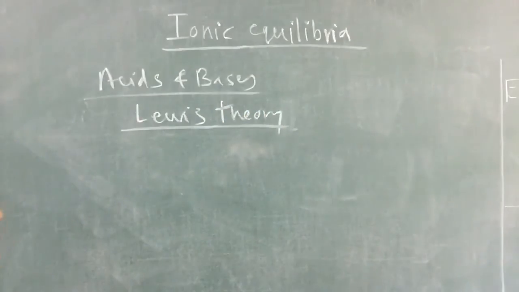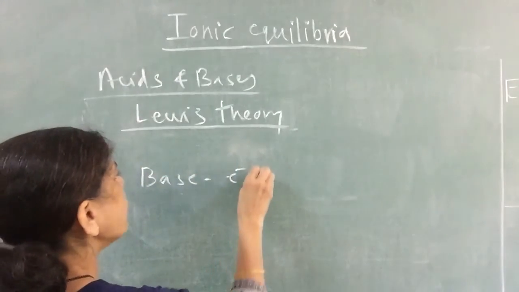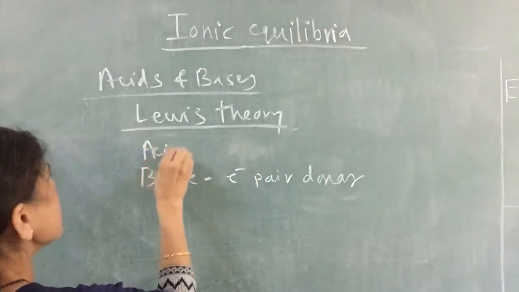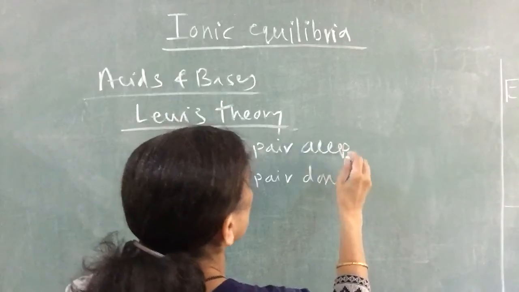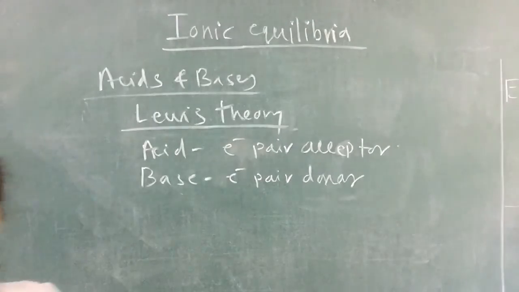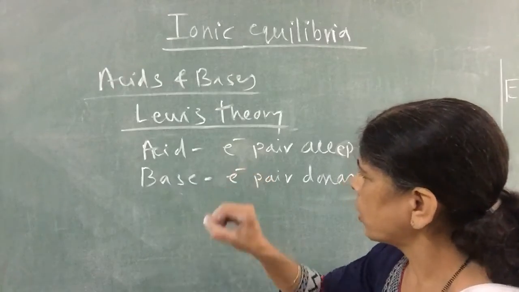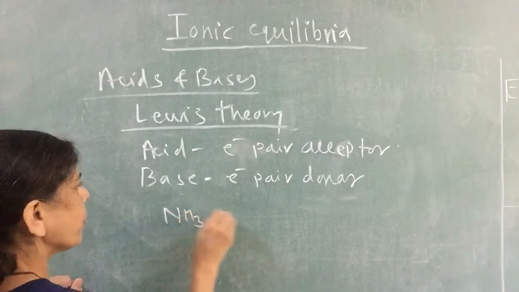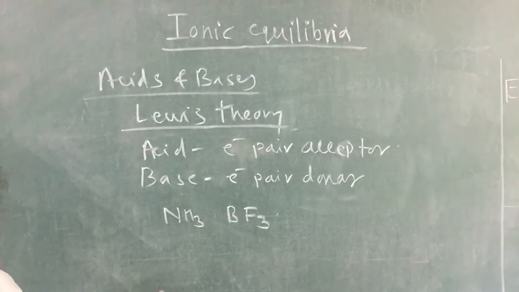According to Lewis, base is a substance which is electron pair donor, and acid is a substance which is electron pair acceptor. Acid is electron pair acceptor and base is electron pair donor. For example, if you have a reaction between NH3 and BF3, which is acid, which is base?